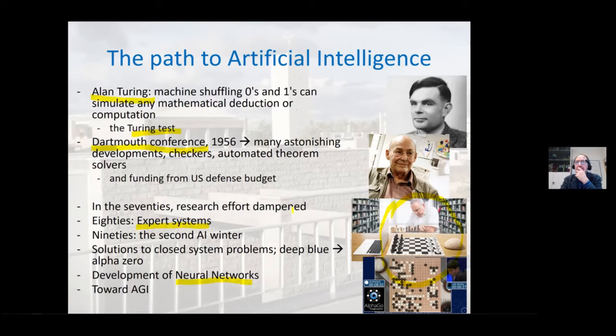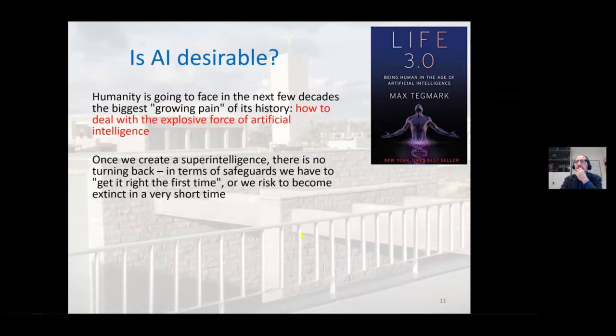So now we're going towards a general artificial intelligence, which is something that is capable not only of mastering closed systems, but applying and generalizing intelligence to all the problems that it is confronted with. Now, whether this is desirable or not is a difficult question. Once we create a superintelligence, this will largely make us disposable. So we have to be careful.